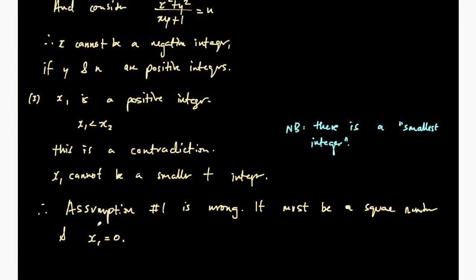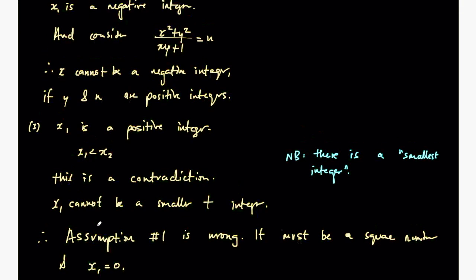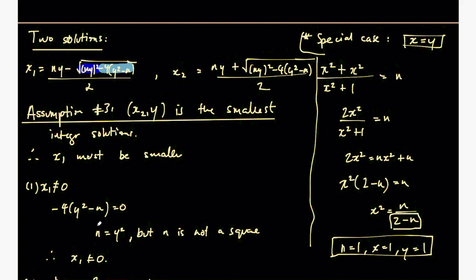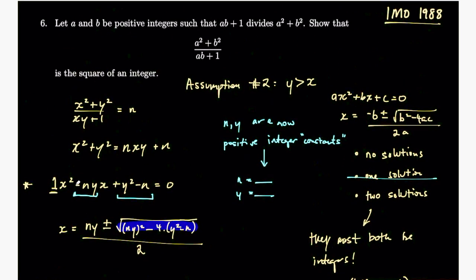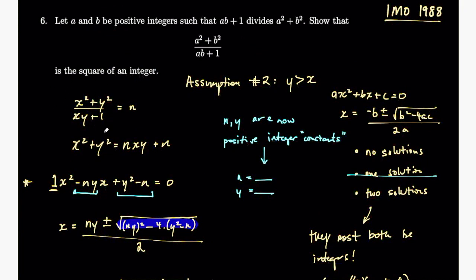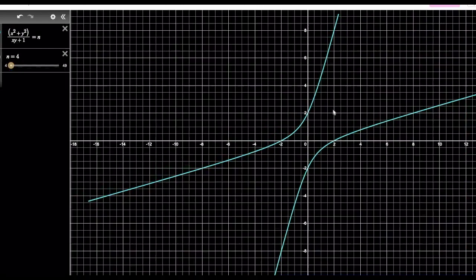Now, I want to go through a bit more understanding and the geometric understanding of this. So what this says is actually the smallest integer solution, or the solution below x2, is actually when x equals 0. And let's have a look at the graph of this equation, x squared plus y squared over xy plus 1 equals n. Okay, so this is what the graph looks like.